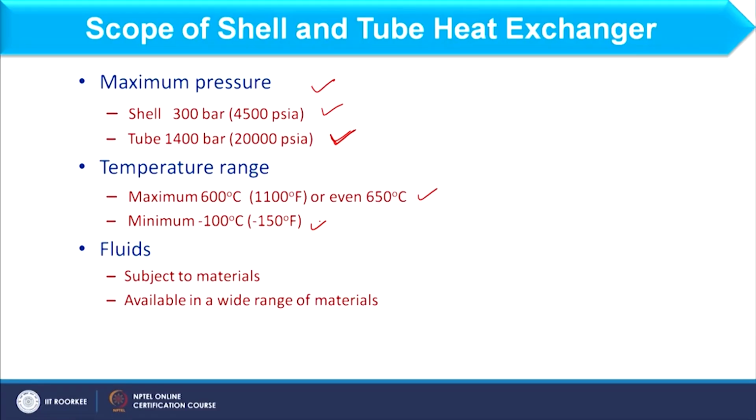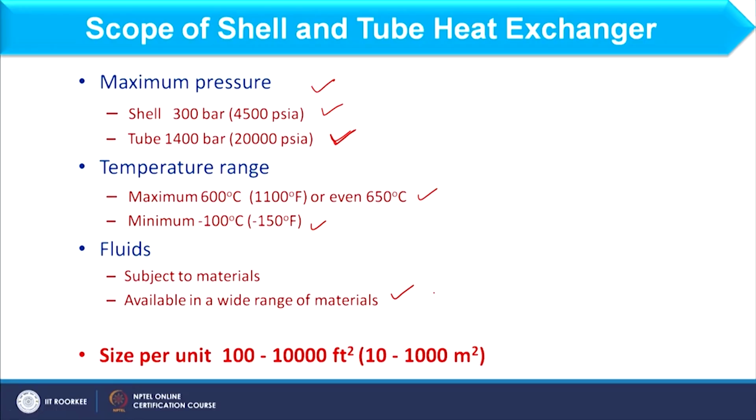As far as fluids are concerned, it depends on the material. If the material is available, you can use a number of fluids suitable for the materials used to make the shell and tube. It is available for a wide range of materials, so the material of construction is very large, and the fluids considered in shell and tube heat exchangers are very large in number. As far as size is concerned, it varies from 100 to 10,000 feet square in area, that is basically 10 to 1000 meter square.